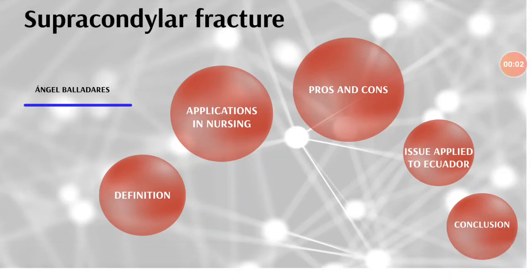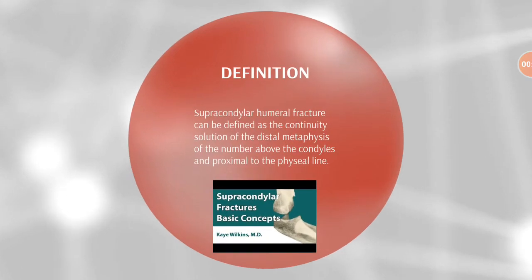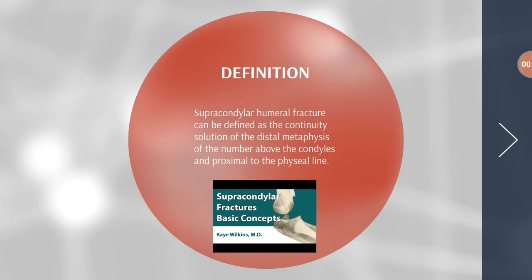Supracondylar Fracture. Definition. Supracondylar humeral fracture can be defined as the continuity solution of the distal metaphysis of the humerus, above the condyles and proximal to the epiphyseal line.